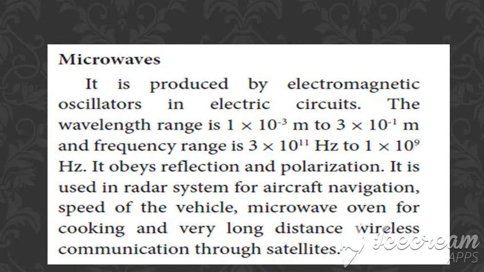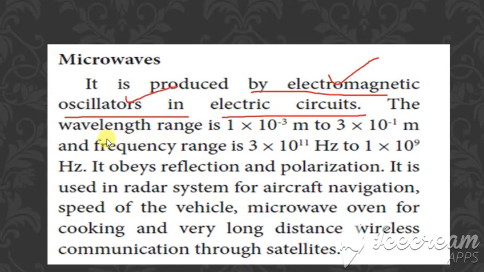So next is the microwaves. Microwaves are produced by the electromagnetic oscillators in the electric circuits. Before this, in radio waves, what did we see? Just the oscillators in the electric circuit. Here it is electromagnetic oscillator, and the wavelength range is 1 into 10 power minus 3 to 3 into 10 power minus 1. So 1 becomes 3, and 3 becomes 1. Just know it like this.